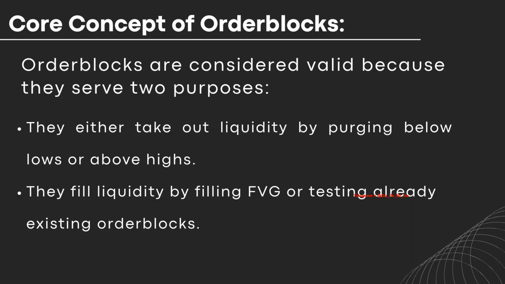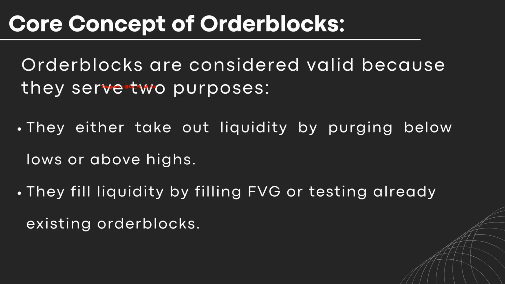The first core aspect of an order block is that it purges liquidity, which is the main prerequisite for a key level. So an order block purges liquidity in the form of taking out highs and lows, which means it has taken out liquidity. That's why it's considered a valid key level. The second purpose that an order block serves is that it fills liquidity in the form of filling or testing FVGs or testing previously untested and unmitigated order blocks. That's how you can correctly identify an order block. If a candle has taken out liquidity and then price closes above it, then you could use that candle or that sequence of candles as an order block.